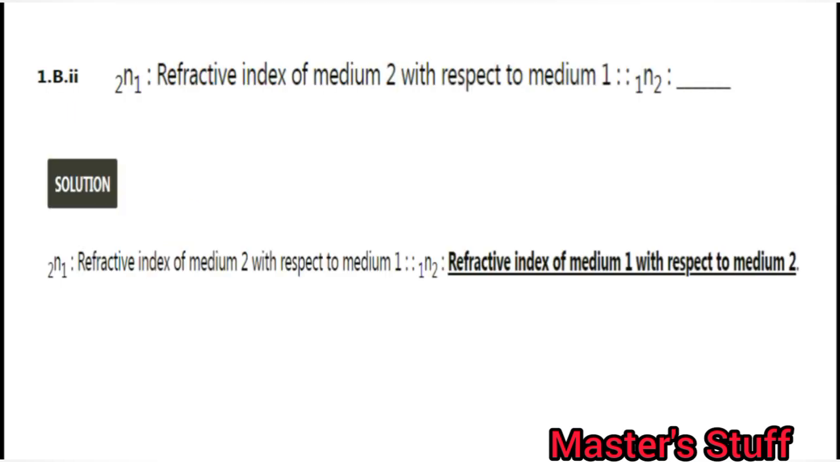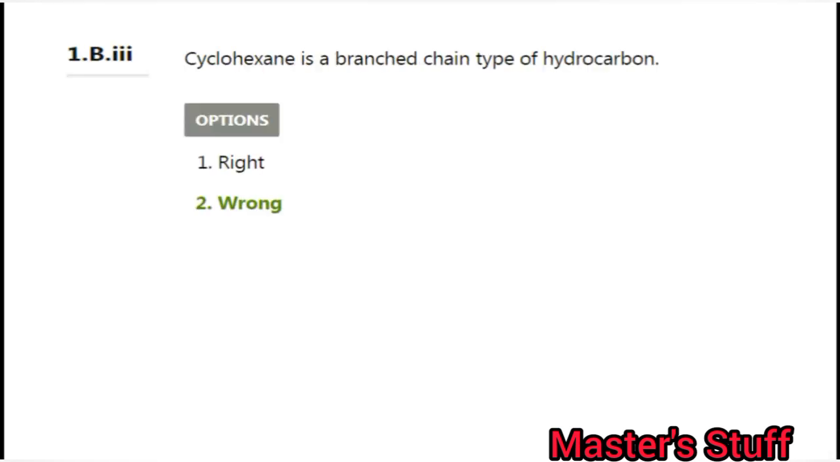Second, 2 and 1 means refractive index of medium 2 with respect to medium 1. Then 1 and 2 means refractive index of medium first with respect to medium second. Answer is refractive index of medium first with respect to medium second. Next, third sub-question, cyclohexane is a branched chain type of hydrocarbon. Answer is wrong or false, because cyclohexane is closed chain type of hydrocarbon.